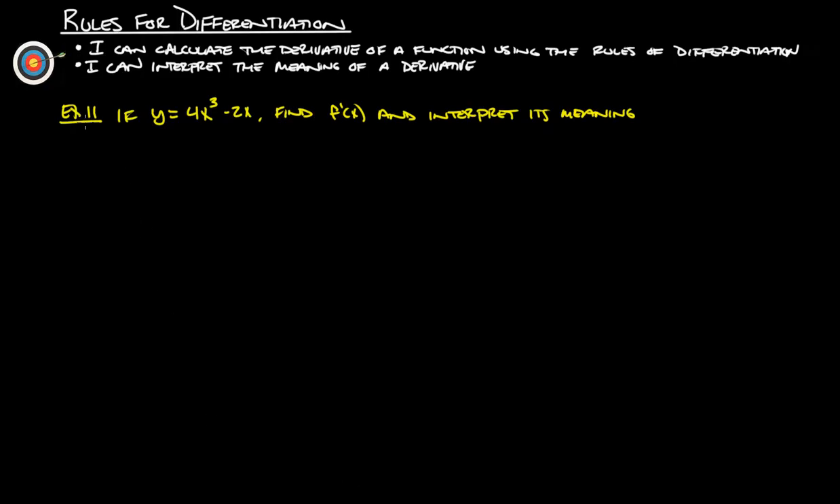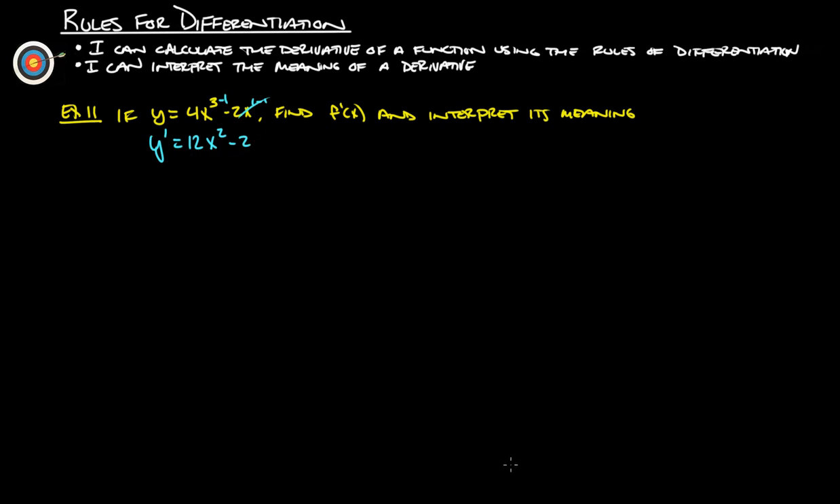Okay, let's move on to example 11 here. If y equals 4x cubed minus 2x, find f prime of x and interpret its meaning. So there's no x's in the denominator, so we can go straight to the derivative. And so we get y prime equals 3 times 4 is 12x squared. And then 1 times -2 is -2. Subtract 1 from that exponent, and that x is gone. So it's just 12x squared minus 2.